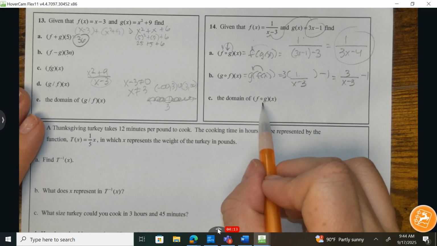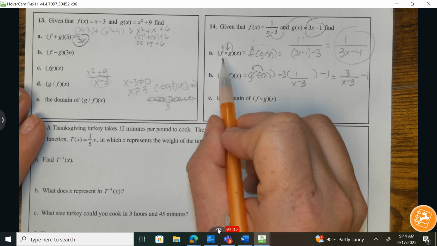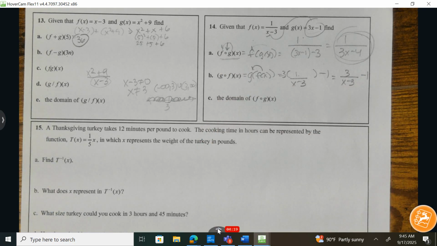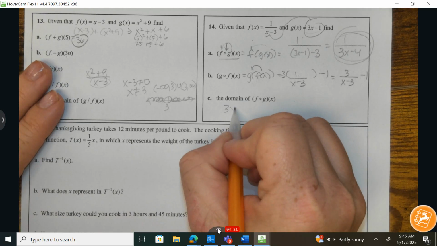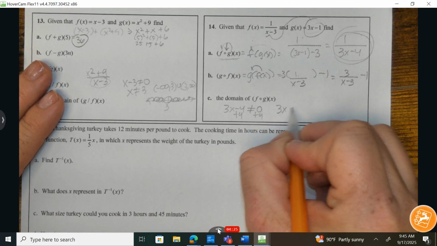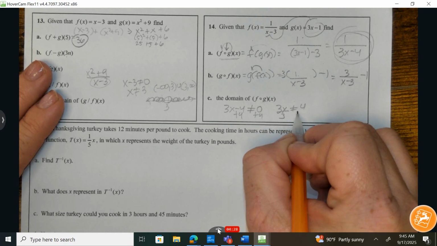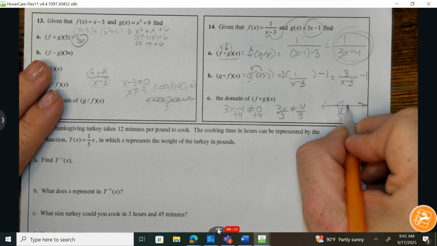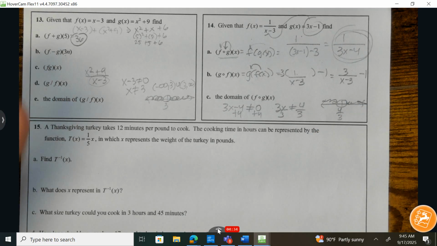Now, what is the domain of this? So the domain of this would be this very first one. So let's look over here. What's the domain of this? We know the denominator can never equal 0, so 3x minus 4 cannot equal 0. So x cannot equal 4/3. So I'm comfortable with you doing 4/3 with a circle, and everything else is going to be shaded.